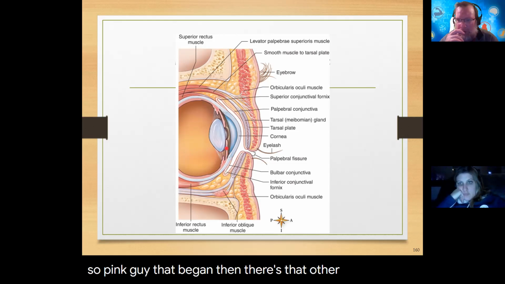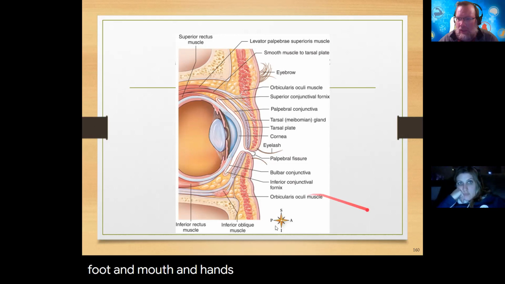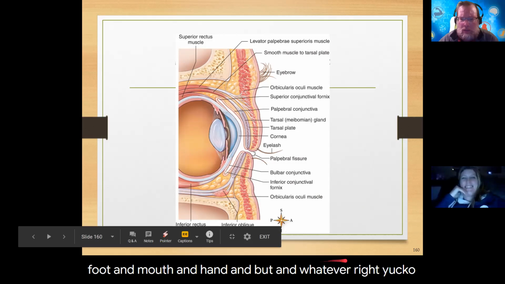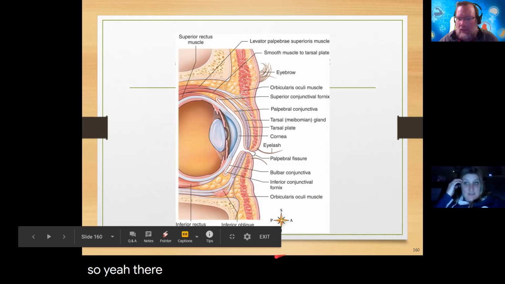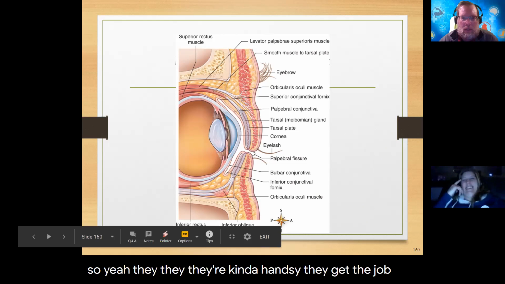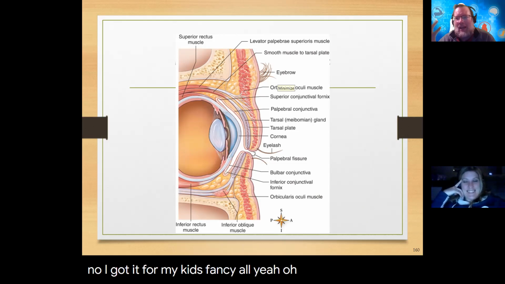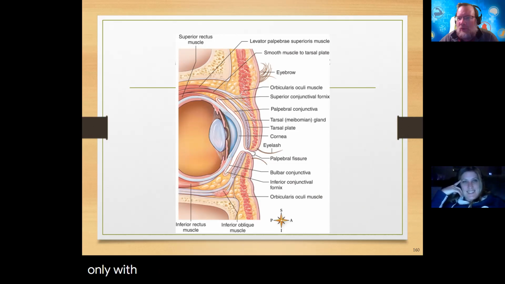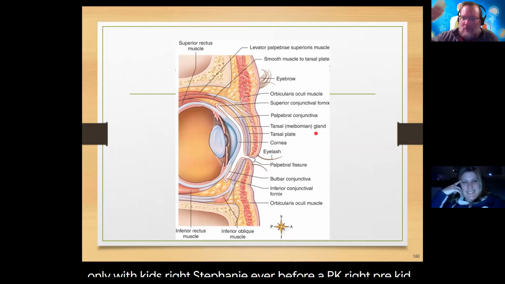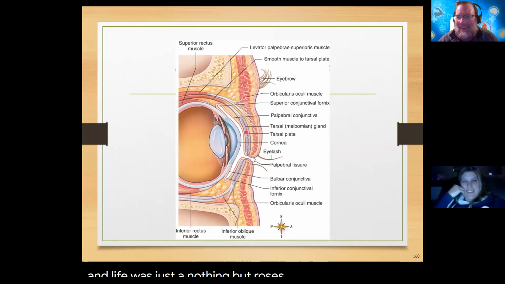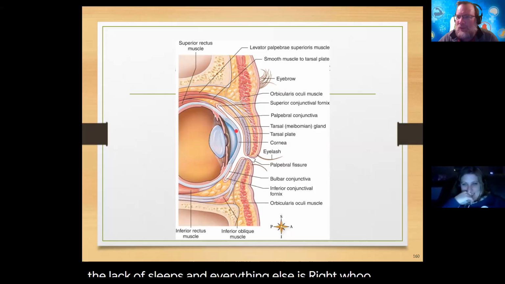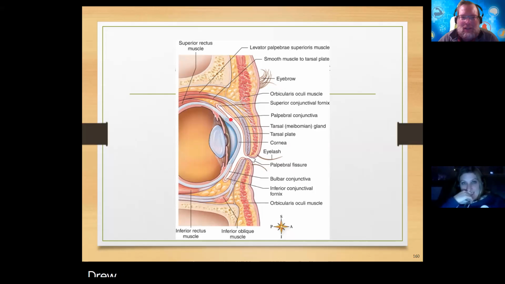Then there's that other one, was it foot and mouth and hand and butt and whatever? Ugh, right? Yucko. So yeah, they're kind of handsy. They got the Joe Biden handsy deal going. So yeah, you could get a fingernail. I got it from my kids. Oh yeah, classic. You know, only with kids, right, Stephanie? Yeah, but before PK, right? Pre-kids, life was just nothing but roses, and then kids, right? And then it's pink eye and the shits and the snots and the pukes and the lack of sleep and everything else, right? Ooh, I hear you. That's a doozy, though. That's a good one. A fingernail that got drooled on, landing in your eye. Yep, that'll do it. Doesn't take much, right?